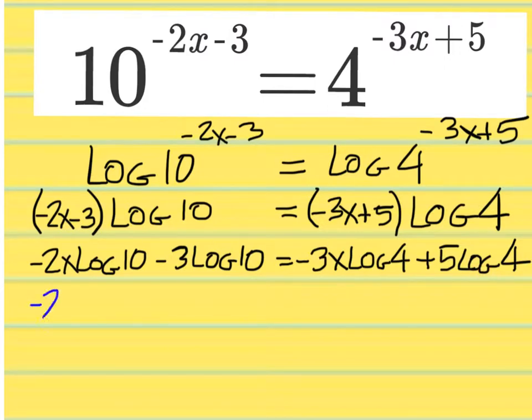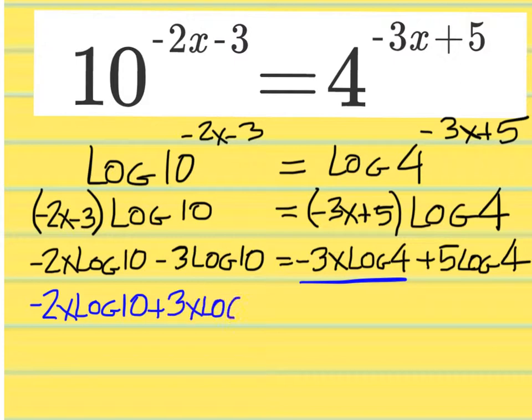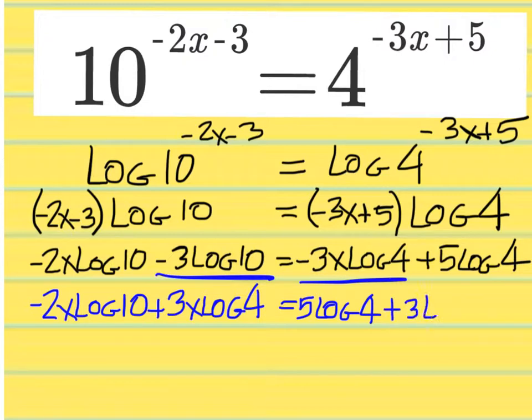So you're going to keep the negative 2x log 10 where it's at, and this one is going to go over and become plus 3x log 4. On the right side, 5 log 4 will stay there, but that constant from the left will go over and become plus 3 log 10. So you have x's on the left, constants on the right, but all we need is an x.